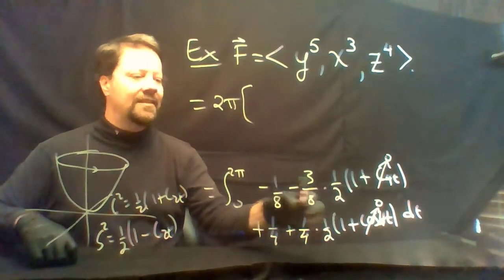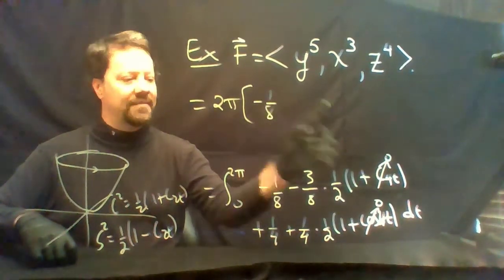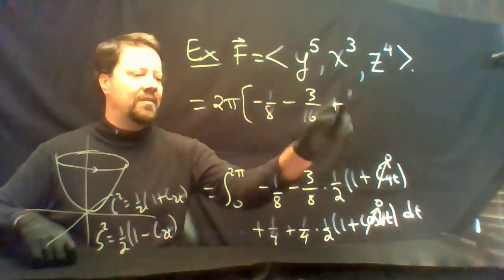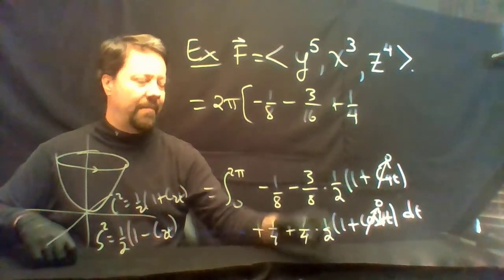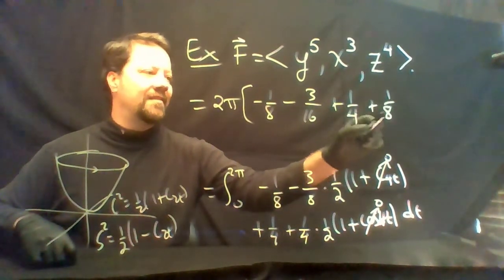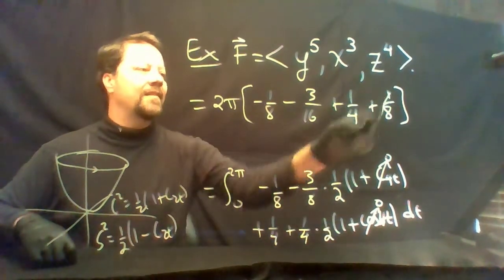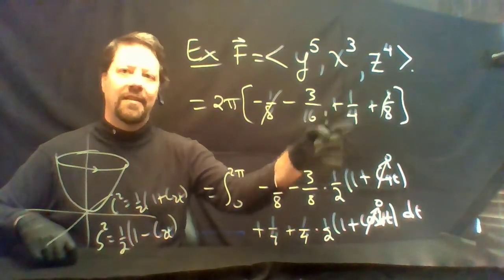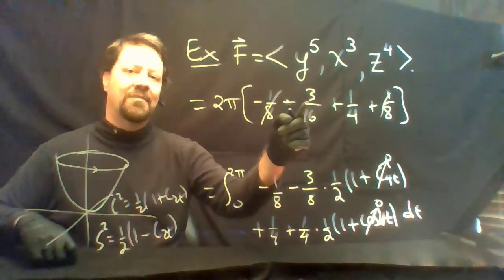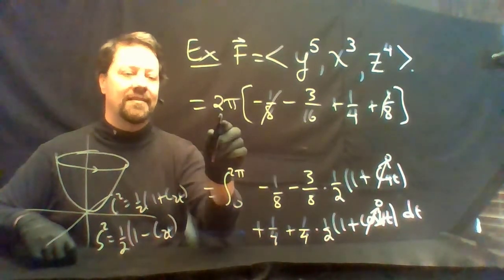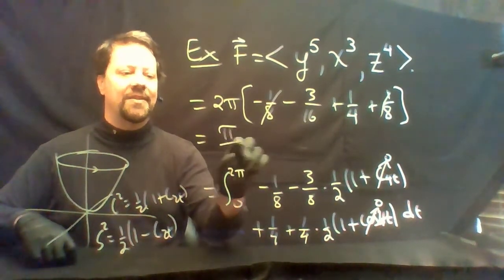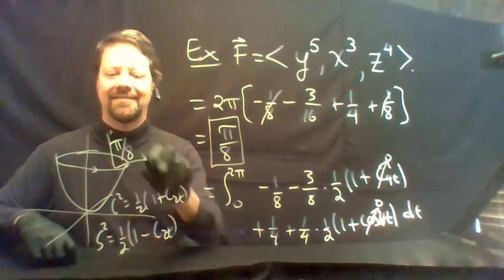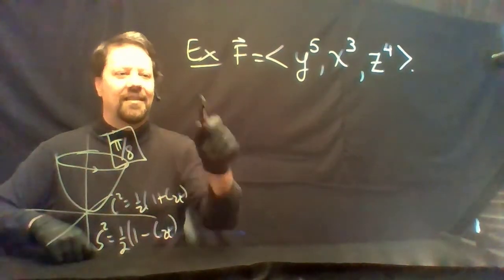Let's see what we have. We have minus 1/8, minus 3/16, plus 1/4, plus 1/8. The 1/8s go away. 1/4 is 4/16 minus 3/16 is 1/16, times 2. The answer is pi over 8. Let's preserve that over here. Pi over 8.